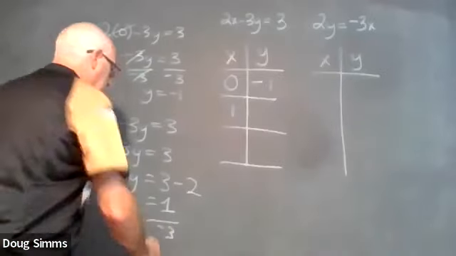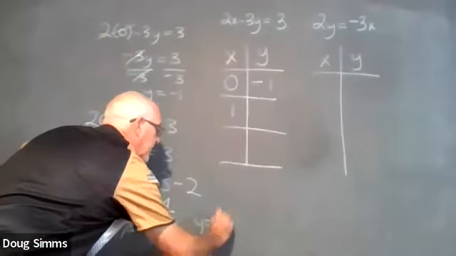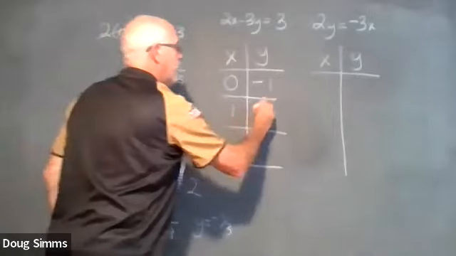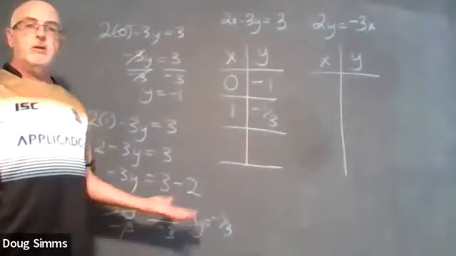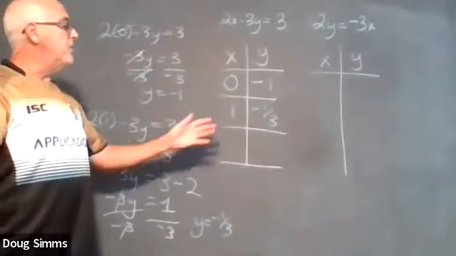Can I fit that? It's hard to fit it. I'll write it here. Y equals negative 1/3. Oh, that's a bit of a weird one. It's a fraction. I could go into decimal instead if I wanted, though. Negative 1/3 is negative 0.33. I still have a second point.